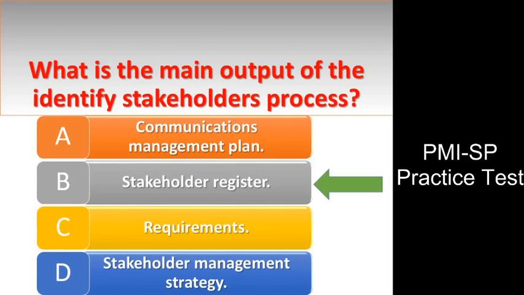Answer option A is incorrect. The communications management plan is an output of communications planning. Answer option D is incorrect. The stakeholder management strategy is an output of stakeholder identification, but it is not the main output. Answer option C is incorrect. Requirements are not an output of the stakeholder identification process.